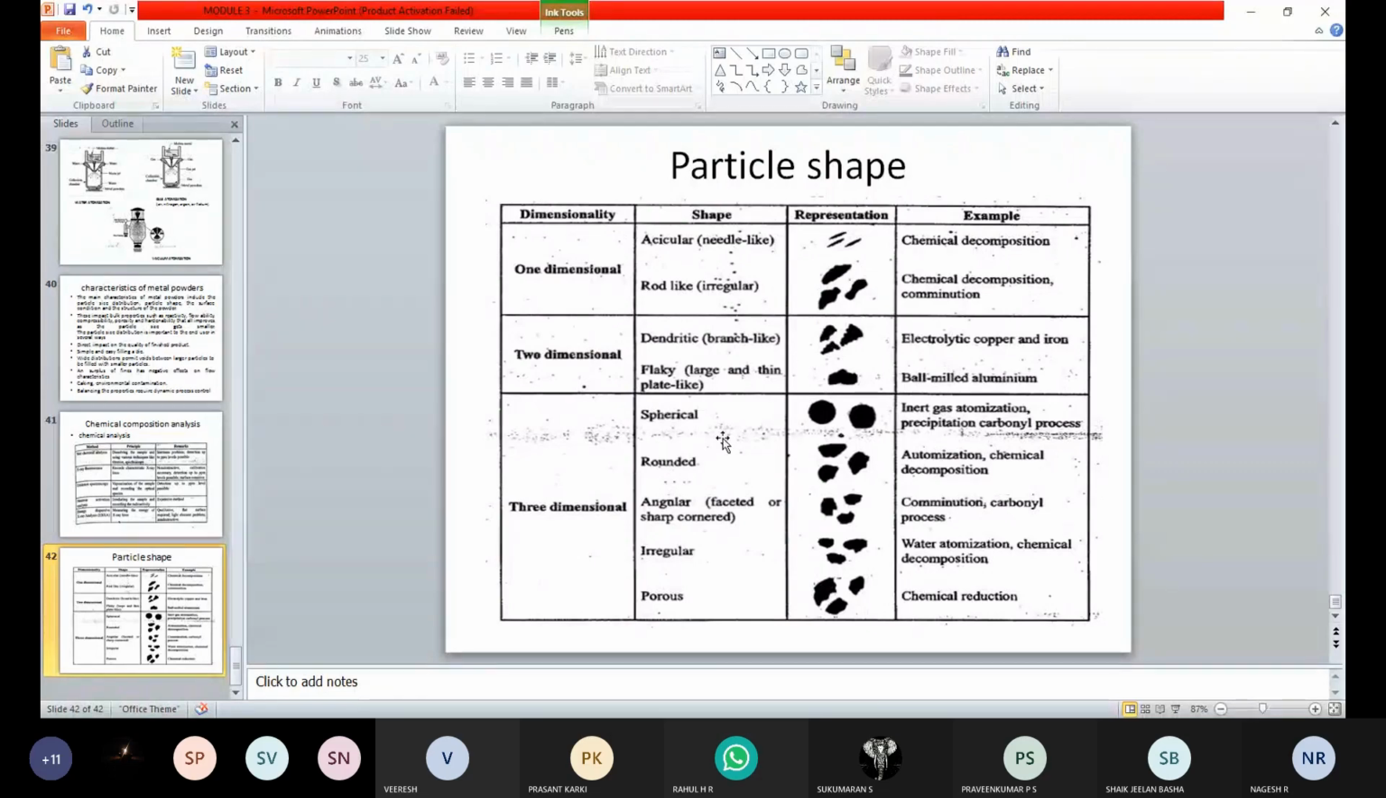So these are the different types of particle shapes we obtain from the different methods we have studied in the previous cases. So this is the thing related to particle shape. Like this, we are going to study the particle size also, what the particle sizes are and what different methods are involved. From that we will study the different processes, structures, and surface finishes.